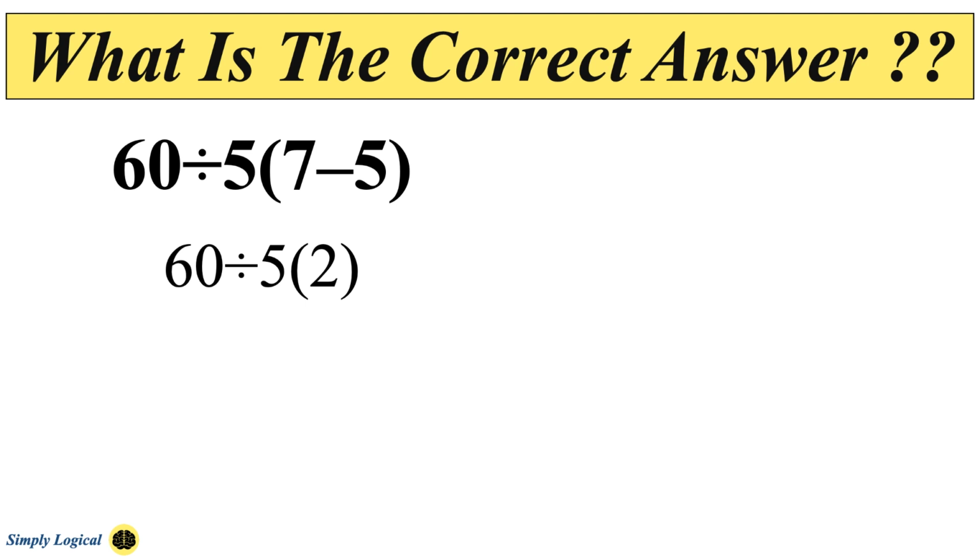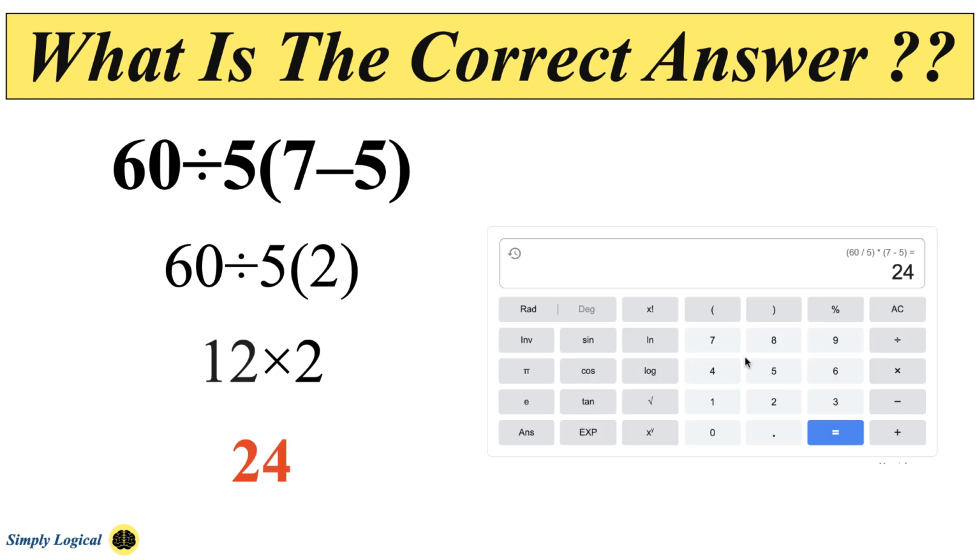As we already know, according to the order of operations, division and multiplication have the same precedence. So the correct order is to evaluate from left to right. First take 60 and divide it by 5 and then multiply by 2. So after solving, the expression becomes 12 into 2, which is equal to 24. This gets to the correct answer of 24. So the correct answer to this puzzle is 24. Remember these steps to solve any kind of expression like this.